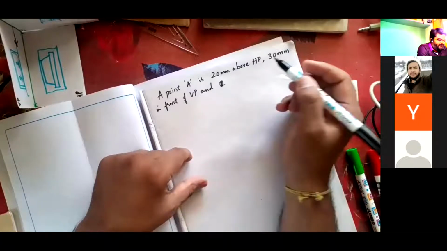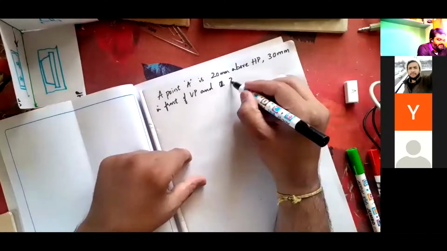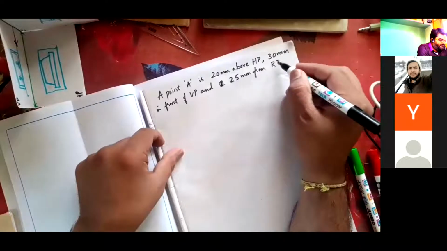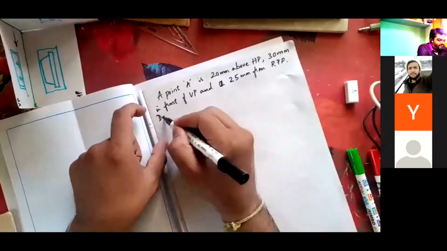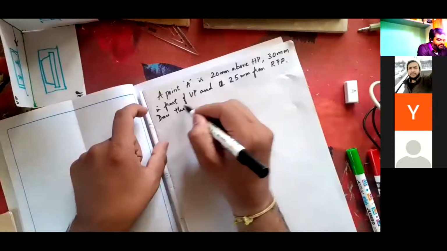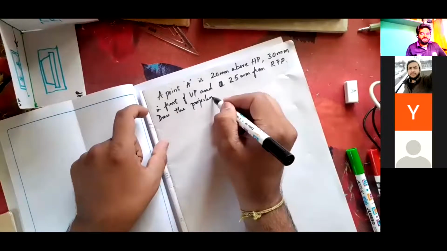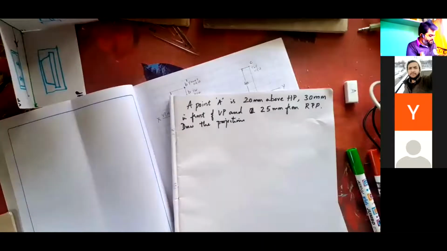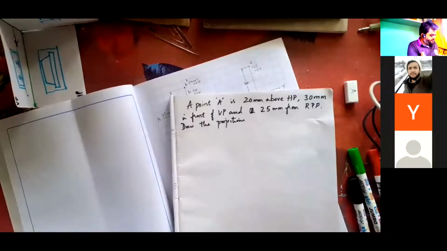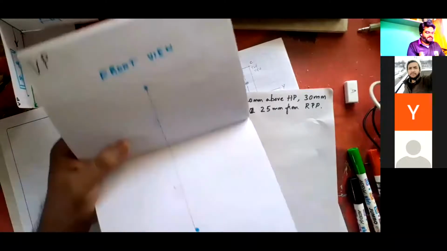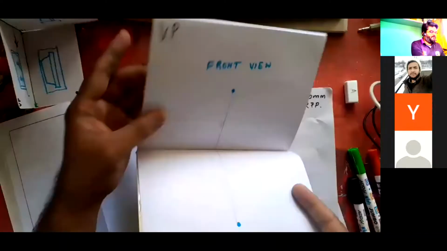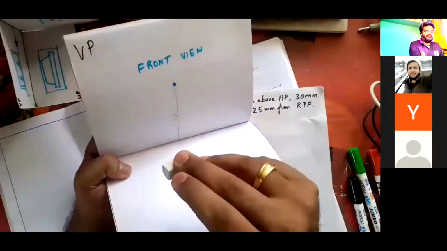and 25 mm from right profile plane. Draw the projections. See, a point A is 20 mm above HP and 30 mm in front of VP. See, the same condition we did in the previous problem. Front view, I'll imagine the point to be in first quadrant. It is 20 mm above HP and 30 mm in front of the vertical plane.